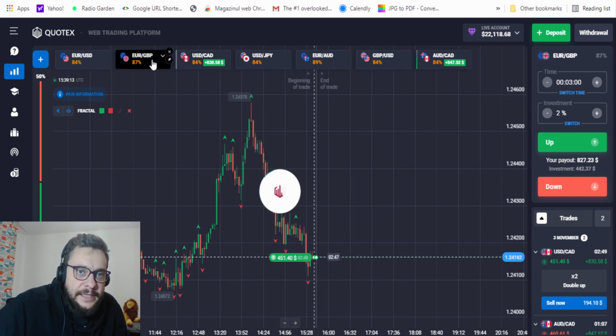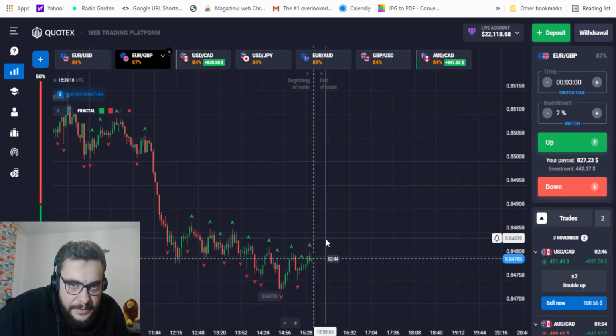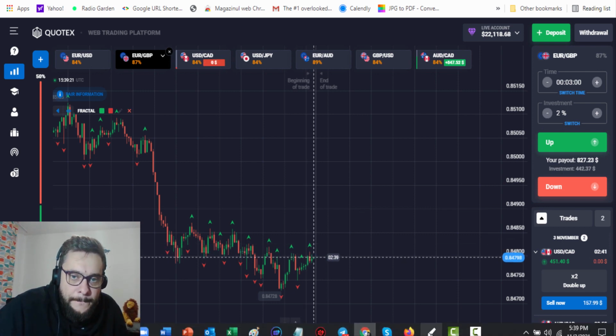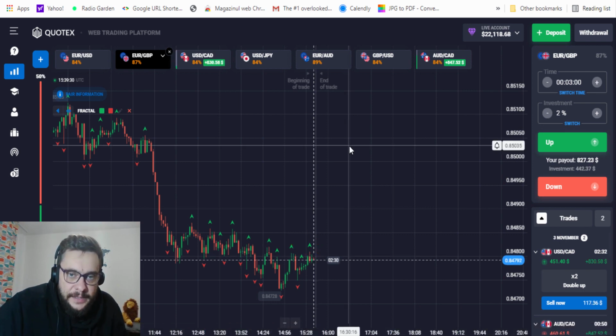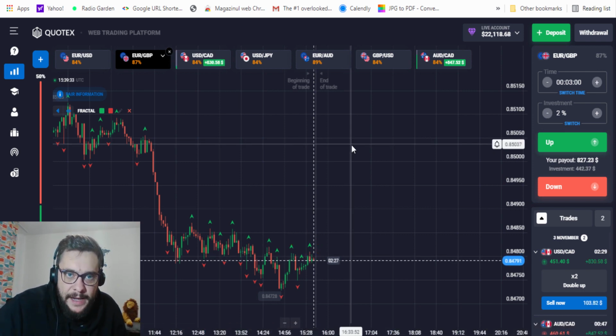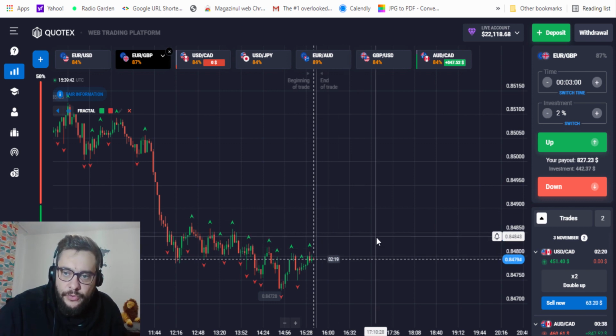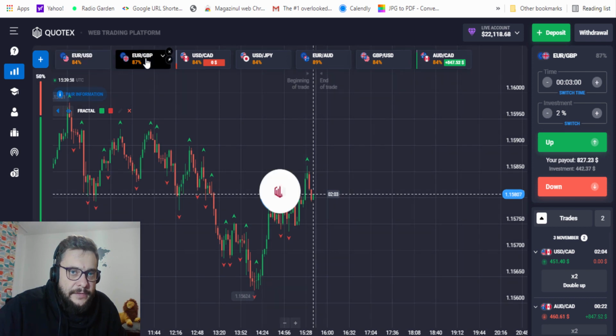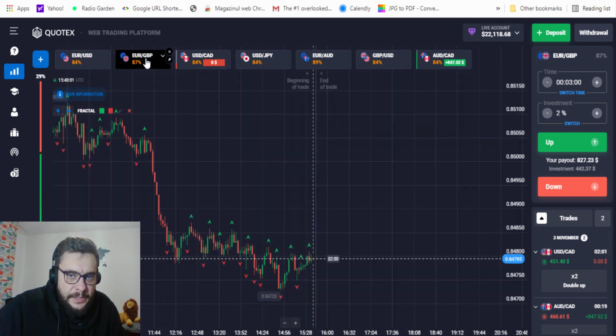All right, let's see Euro GBP. On Euro GBP we have a down signal here, as you can see, this one here. It is a down signal for Euro GBP. So let's wait and see if we will go down more or not. Let's see Euro USD. No, we don't have a signal, so let's watch here Euro GBP.